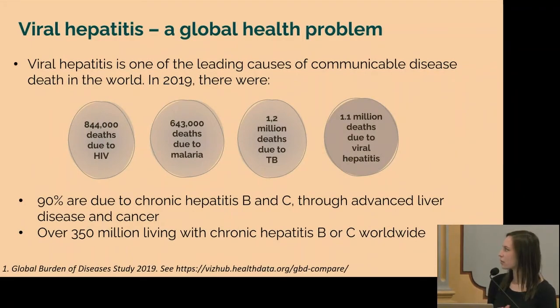This has already been discussed, so I won't go into too much detail, but I think it's always important to take that broader picture and really appreciate that viral hepatitis is an immensely significant global health issue. And when we're talking about the burden of disease, it's chronic viral hepatitis. Chronic hepatitis B and C are the cause of about 90% of the deaths that you can see there. And in terms of the number of people affected, there's over 350 million people estimated to be living with chronic Hep B or chronic hepatitis C worldwide.